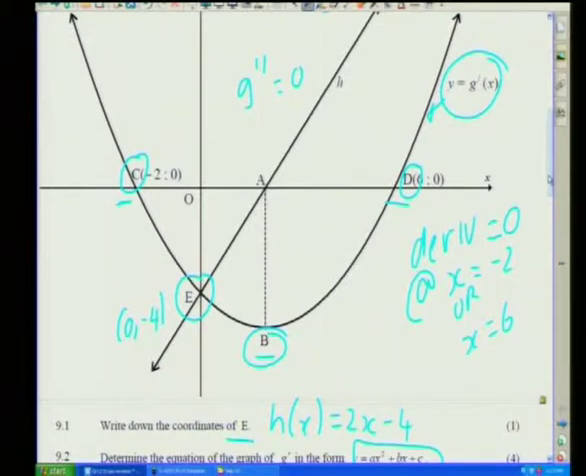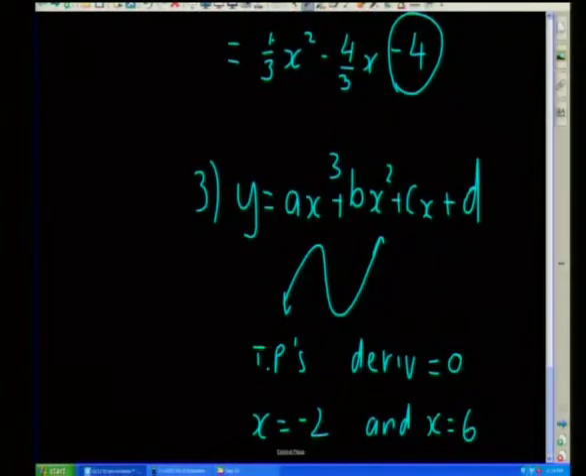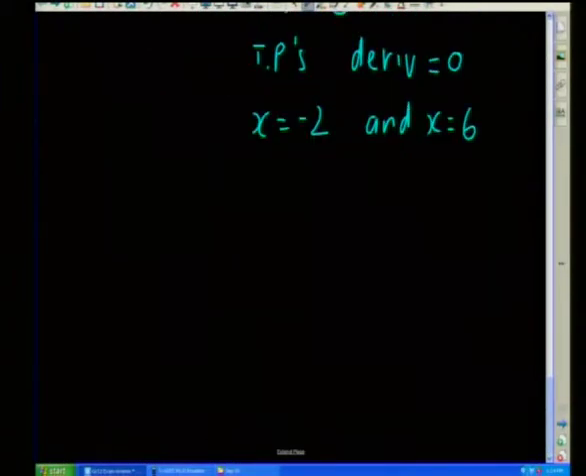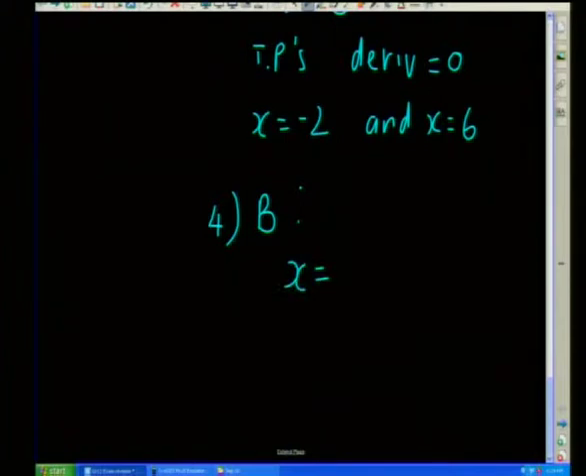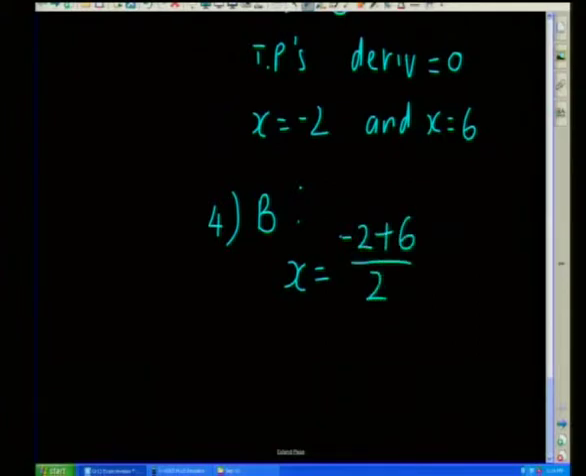All right, so how do I find point B? Well, it's at the turning point of the parabola, which means it's exactly midway between C and D. So to find the x value, this is number 4, all I say is it's the turning point of the parabola. So how can I find it? I'm going to say x is equal to exactly midway between the x-intercepts, so (-2 + 6) divided by 2.